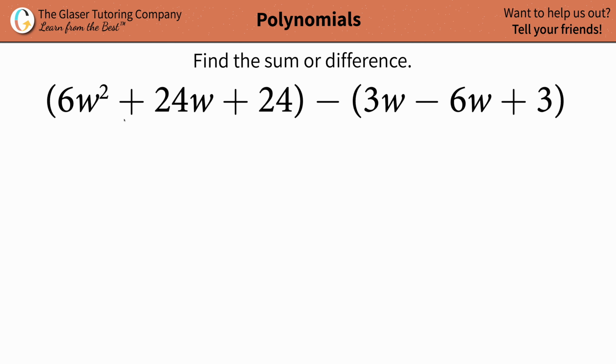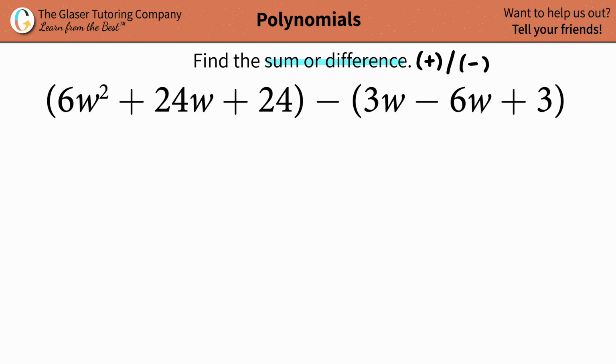Now we have two polynomials here, right? We have 3w squared plus 24w plus 24, and then we have minus this. Now that I'm looking at it, since you just have two of the same terms here, this would be classified as a binomial, but we're going to do it the same exact way. So we have minus 3w, minus 6w, and then plus 3. Okay, so we just have to find the sum or the difference, right? That just means that we're going to be taking these and either adding them together or doing some subtraction. So that's fine with me.